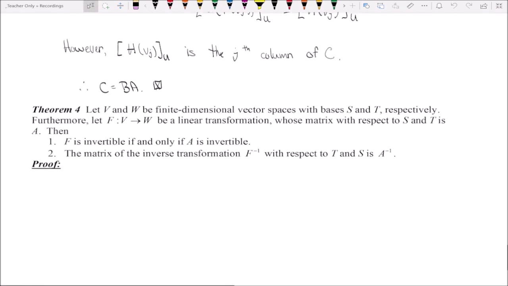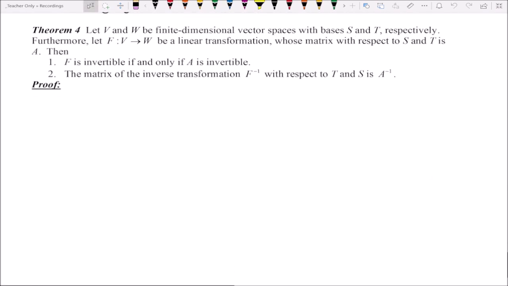Let V and W be finite dimensional vector spaces with bases S and T respectively. Furthermore, let f from V into W be a linear transformation whose matrix with respect to S and T is A. Then, f is invertible if and only if A is invertible, and the matrix of the inverse transformation f inverse with respect to T and S is A inverse.